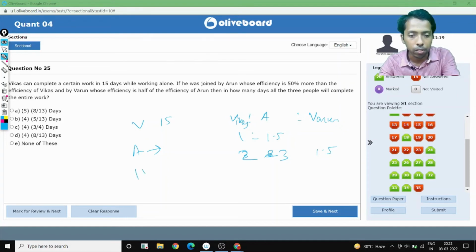Okay. So Vikas 15 into 2 divided by 8, 5, 6.5, that is 10. So this is 5, 3, 5, 13. This is 60.